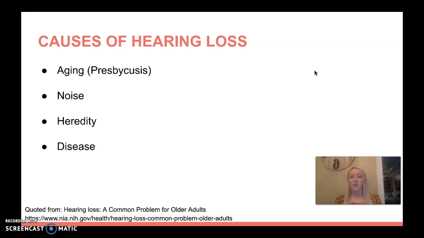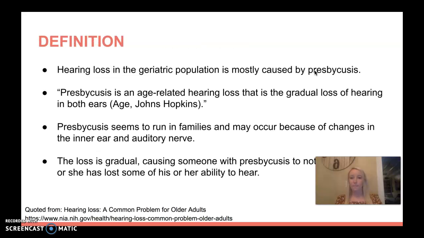Causes of hearing loss. This may be aging, which is presbycusis, noise, heredity, and disease. Hearing loss in the geriatric population is mostly caused by presbycusis. Presbycusis is an age-related hearing loss that is the gradual loss of hearing in both ears. Presbycusis seems to run in families and may occur because of changes in the inner ear and auditory nerve. The loss is gradual, causing someone with presbycusis to not realize that he or she has lost some of his or her ability to hear.